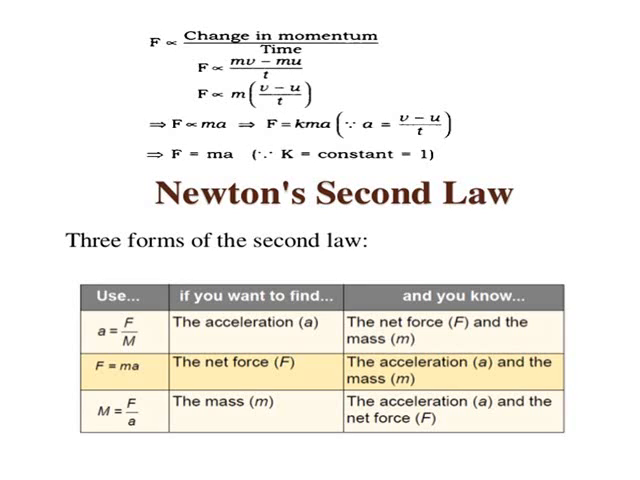Now let us substitute the remaining. F is proportional to m into a. If we remove the proportionality sign, F is equal to k into ma. When k has a value of 1, we land on the famous equation F equals ma. F equals ma is Newton's second law equation, where F is the force, m is the mass, and a is the acceleration. From this we can derive other equations: a is equal to F by m, and m can be calculated as F by a. These are the formulas related to F equals ma.